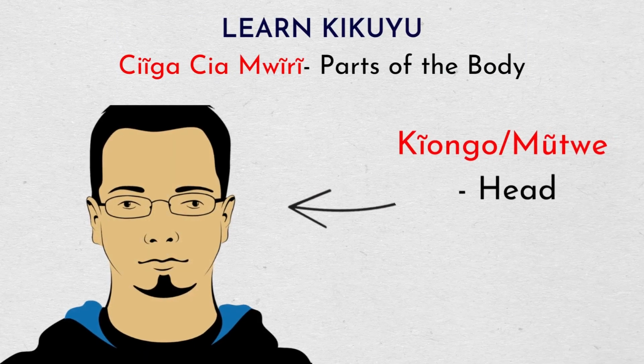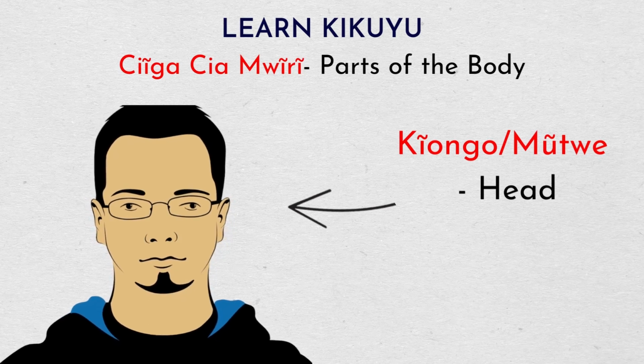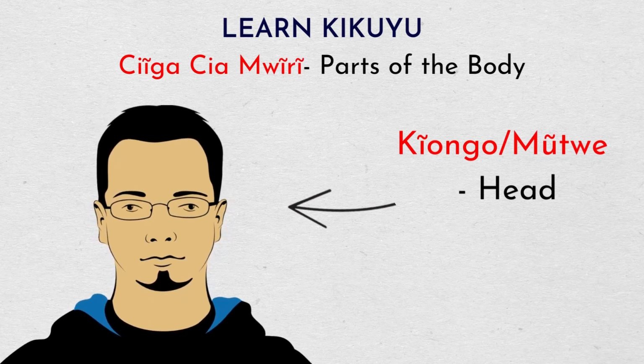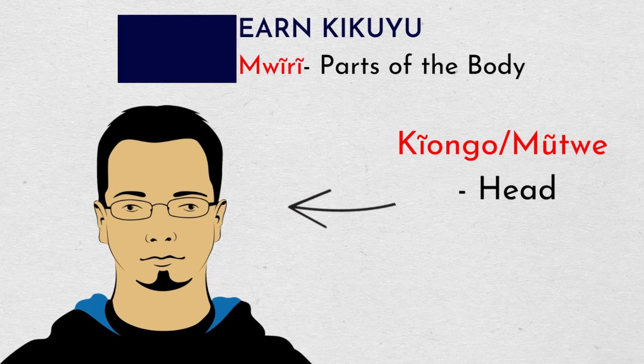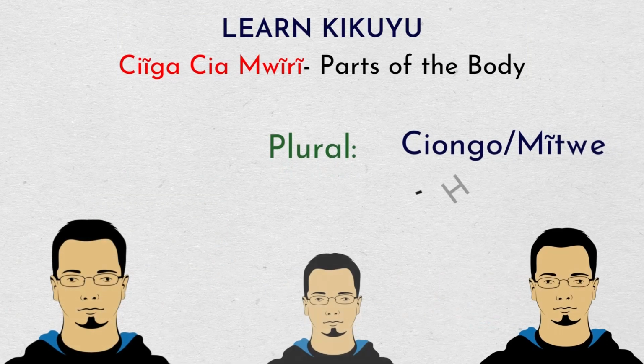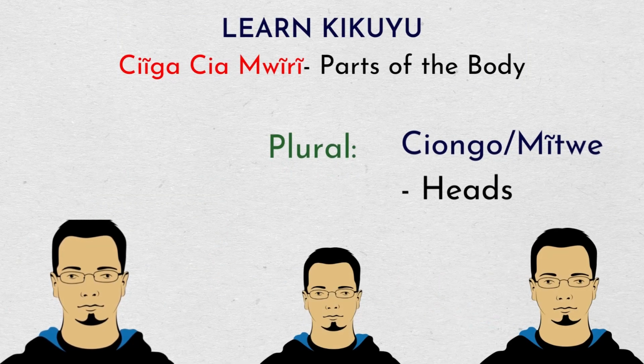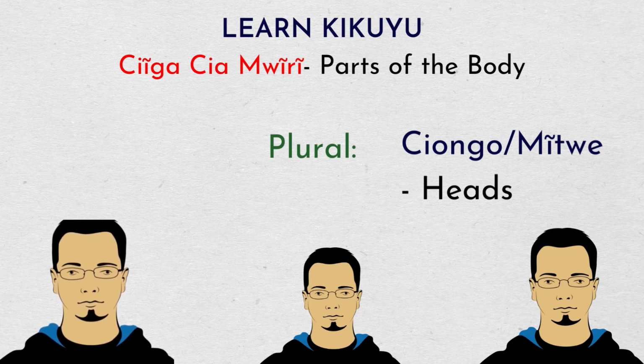The first item on the list is kiongo or mutwe, which is the head. The plural for that is ciongo or mitwe.